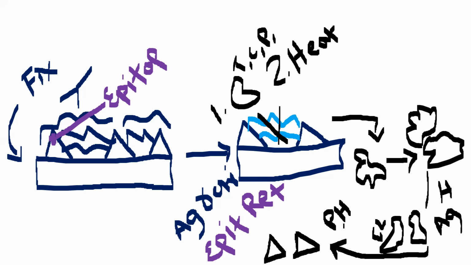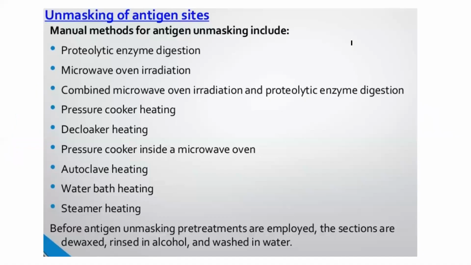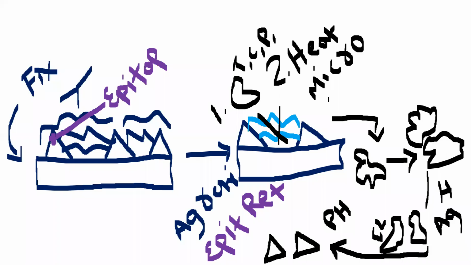Now there are many methods of inducing heat into the tissues. One very simple method is by using microwaves. By microwaving, you can induce heat and remove the crosslinks. But microwaving has some problems.